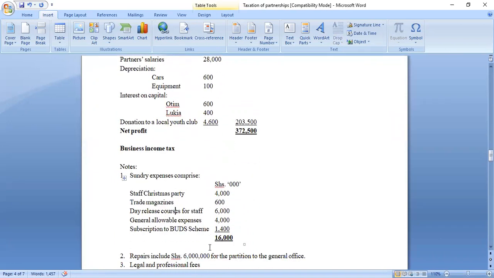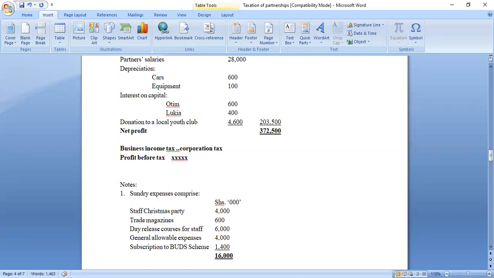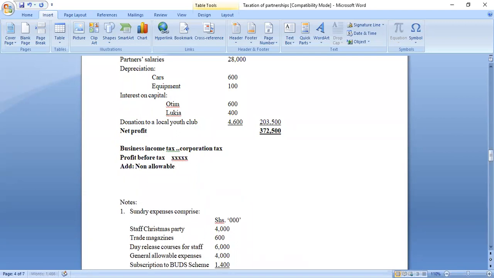So I was saying that for business income, when you're computing the business income tax, what you call the corporation tax, we begin with profit before tax. Whatever you have. Then on that, you add what you call non-allowable deductions or non-allowables. And then we less allowables.